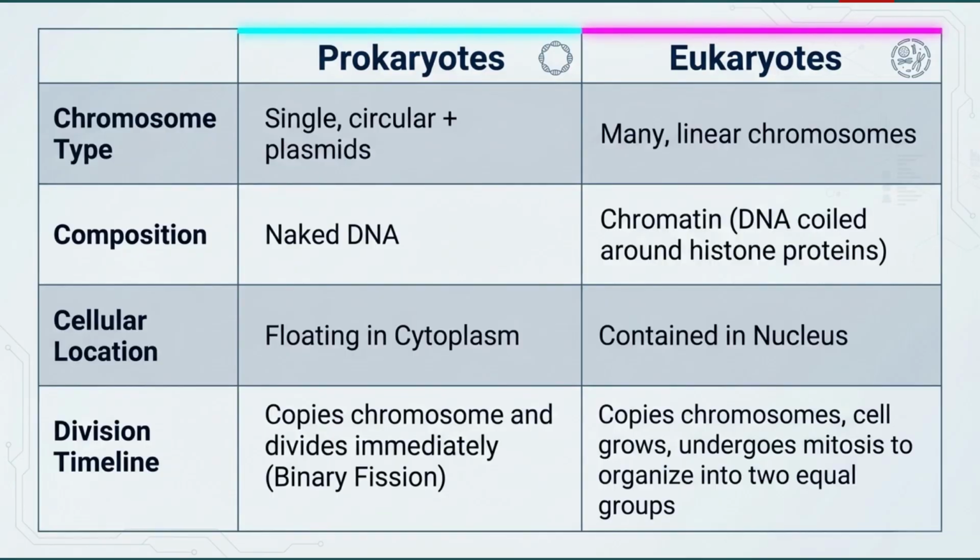To further solidify our understanding, let's look at a direct comparison. Prokaryotes typically have a single, circular chromosome, often with plasmids, composed of naked DNA. This genetic material floats freely in the cytoplasm. Their cell division is a rapid process of binary fission. Eukaryotes, on the other hand, possess many linear chromosomes, where DNA is intricately coiled around histone proteins to form chromatin. Their genetic material is contained within a nucleus, and cell division involves a more complex process of mitosis, ensuring precise organization into two equal groups.